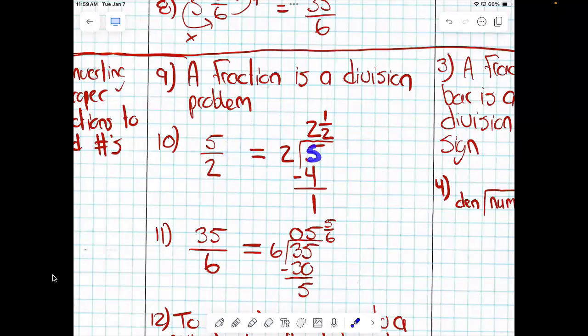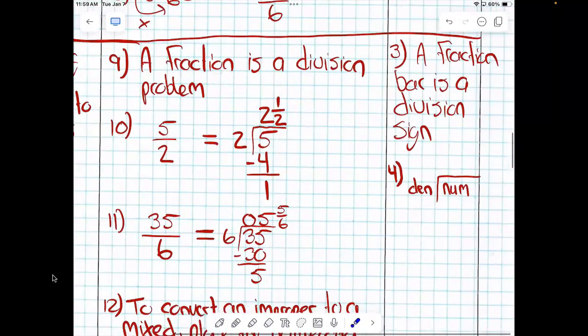So we're going to put the 5, the numerator, inside the box. And then we're going to put the denominator as the divisor outside the box, right? Yes. We do our math. I know you guys can do division. 5 divided by 2, it turns out to be 2 1/2. Yes, no? Yes.